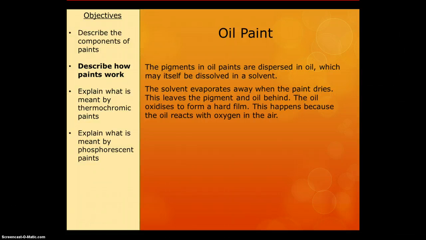Second sort is an oil-based paint. So in oil paints, the pigments are dispersed in oil instead of water, and sometimes that's then dissolved in another solvent just to make it easier to paint on. So same as with the emulsion, the solvent evaporates away and then the pigment and the oil just get left behind. Now, the oil then forms a layer over the top of the pigment because it reacts with the oxygen, and this protects the pigment, and it also gives it that distinctive look that you get with oil-based paints.